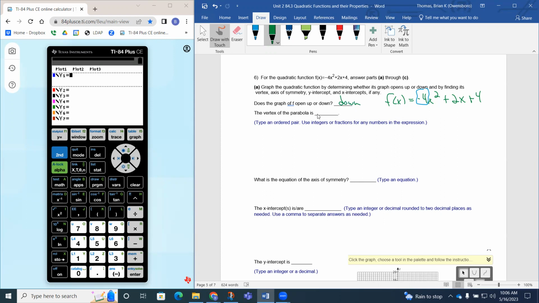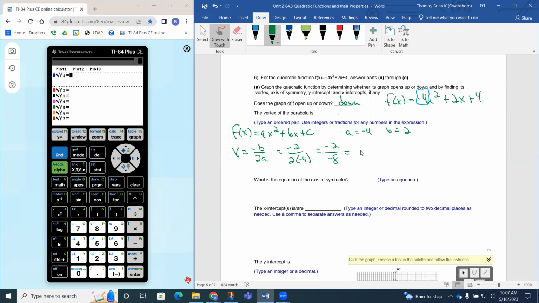To find the vertex of the parabola, again, if our function is f of x equals ax squared plus bx plus c, we can use the formula x equals the opposite of b over 2a to find the x-coordinate of the vertex. So notice how our a is -4 and our b is actually 2. So if I take the opposite of 2, that's going to be -2. And then I have 2 times -4 on the bottom. So that's going to be -2 over -8.